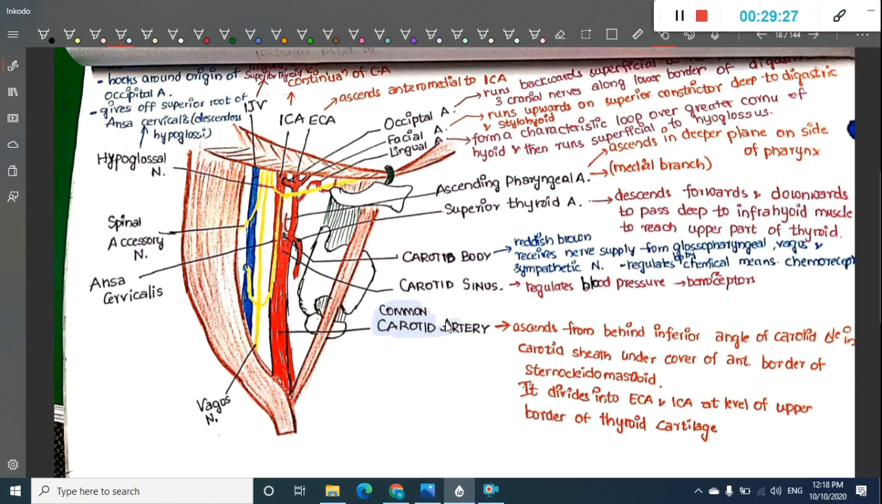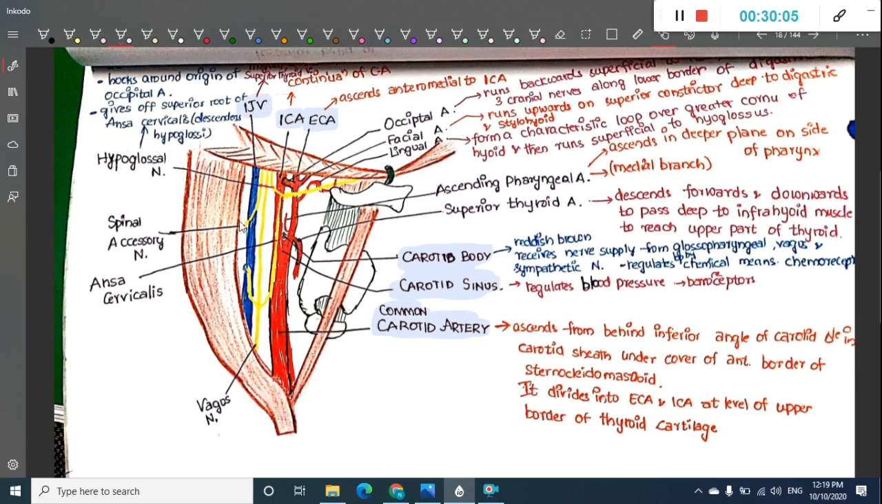we have common carotid artery. So this is the common carotid artery, and we have carotid sinus, and we have carotid body. On the common carotid artery we have carotid body and carotid sinus, and then this common carotid artery divides into two arteries. One is external carotid artery, second is internal carotid artery. So we have external carotid artery and internal carotid artery, which are the divisions of common carotid artery. Now we also have one more vein, which is internal jugular vein, which is associated with this.